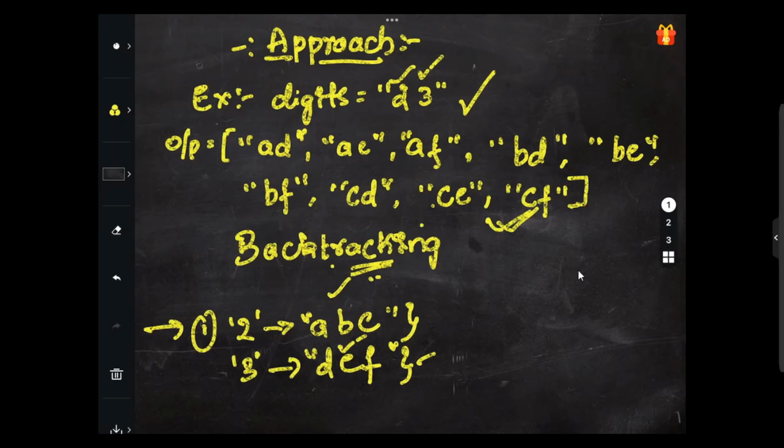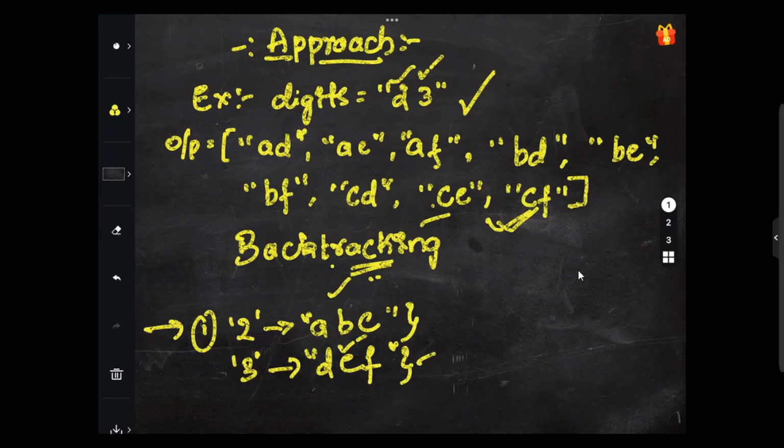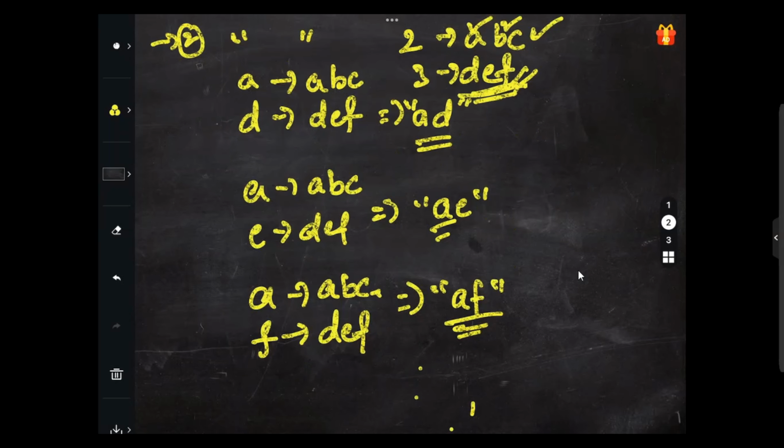AD, AE, AF, BD, BE, BF, CD, CE, CF. So this is the output that we got. So the approach works absolutely correct, right? This is the approach that we will be going with, basically the recursive backtracking. So I hope this is completely clear, right?